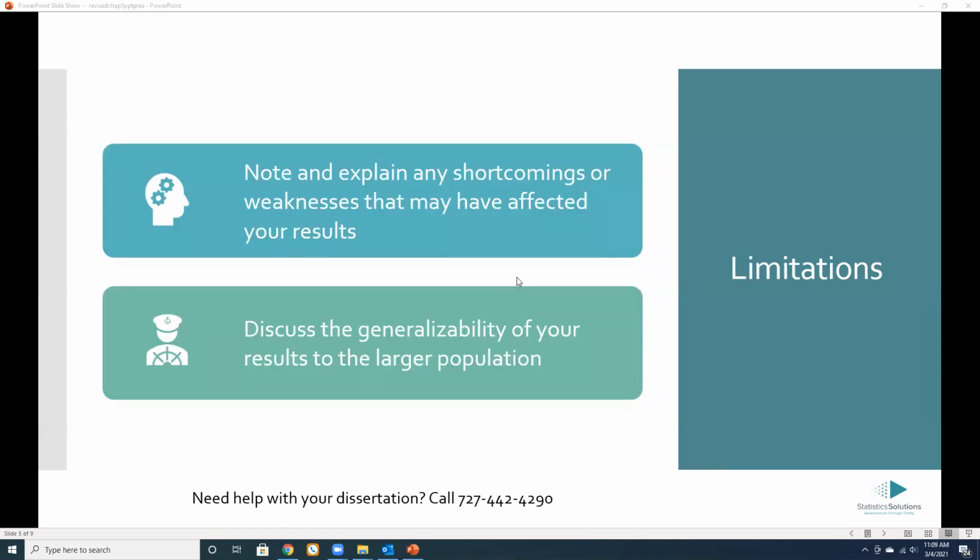Okay, the limitations section, it's just like it sounds. It's a small discussion of the shortcomings or the weaknesses of your study that may have affected your results. Go back to chapter 1 or chapter 3. Sometimes you're required to write about potential limitations in the proposal, like what you foresaw might have been weaknesses or limitations. So go back to those to see if the things that you thought might have been weaknesses actually ended up being weaknesses or limitations.